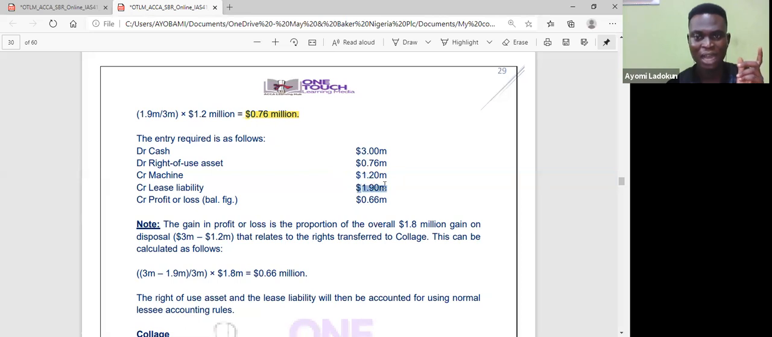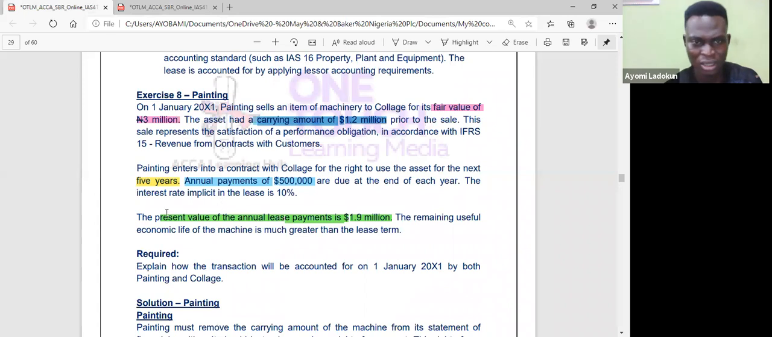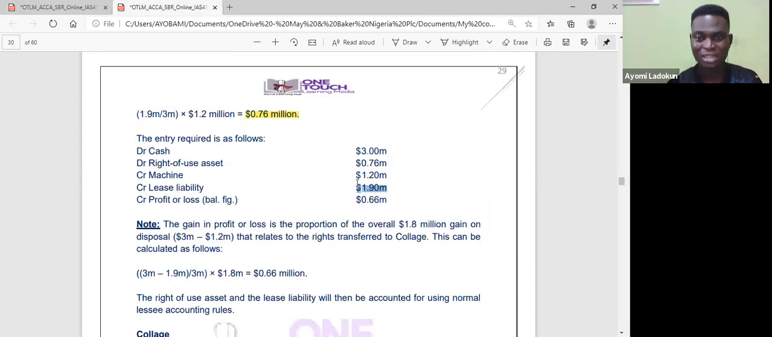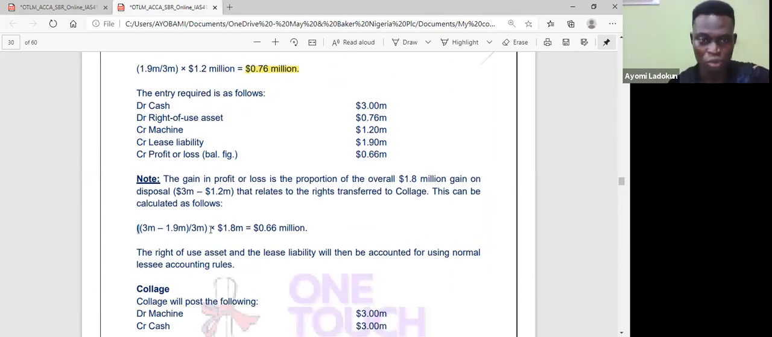Then the lease liability. How do I get my lease liability? It said present value of lease payment. It has computed it for me. So I credit my lease liability. So the balancing figure is my 0.6. That goes to my P of L. If I had 3 plus 0.76, and I remove these two to give me this, I credit straight to P of L. This is a complex way of getting that 0.6, but don't bother yourself. Just look at the balancing figure, and that's all.